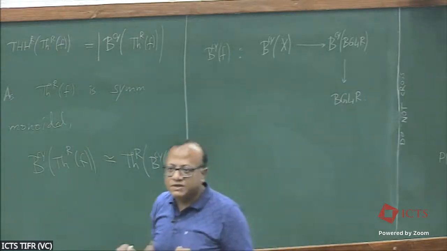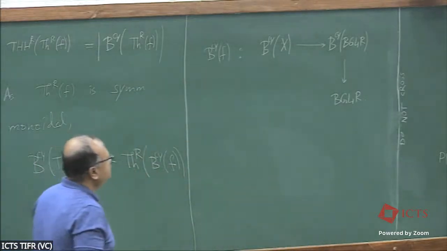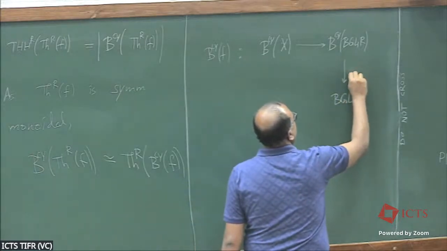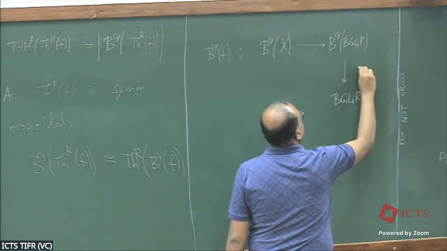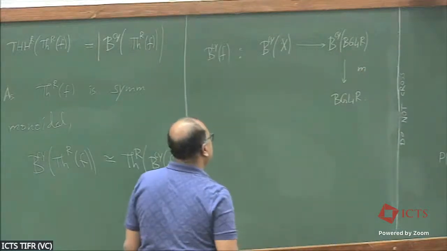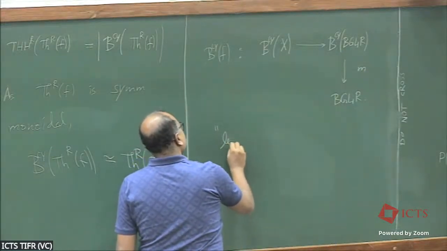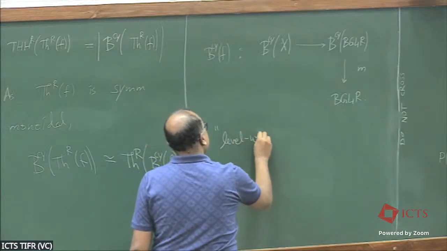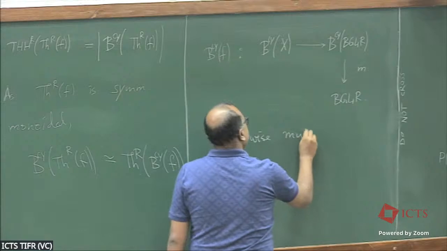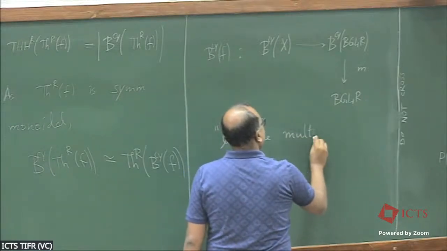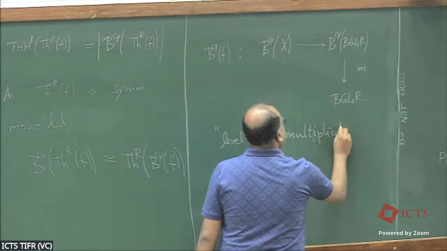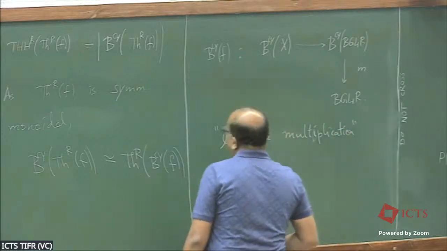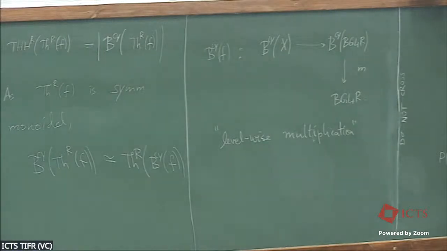If you have a commutative model for this BGL1R, then this is given by level-wise multiplication. Let's call this M, level-wise multiplication. Except that it does not work in a very strict sense, because this BGL1R is only an E infinity object and it's not a strictly commutative object.